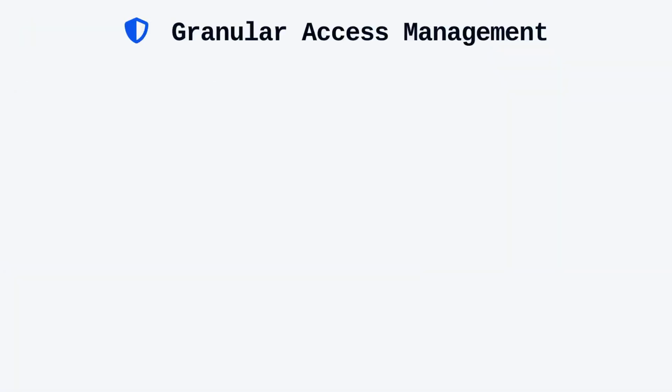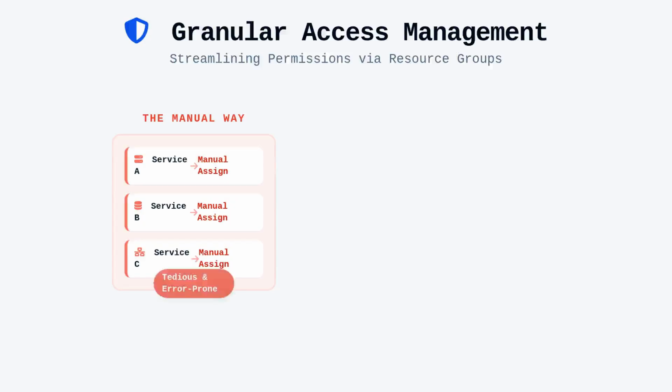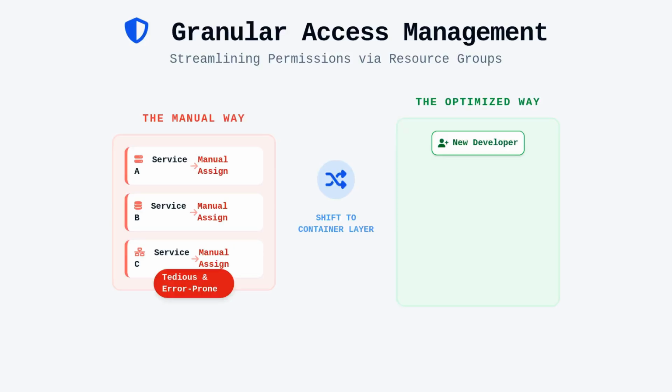One of the most compelling reasons to utilize resource groups is the ability to implement granular access management. Instead of applying permissions to individual services, which is tedious and error-prone, administrators can assign specific roles at the group level. This capability is particularly transformative for onboarding new developers to your project teams.